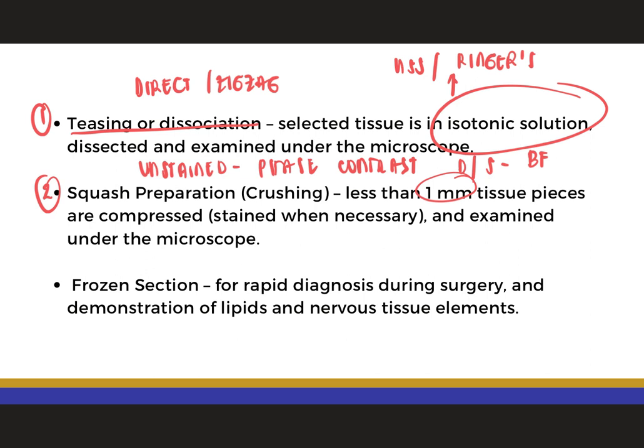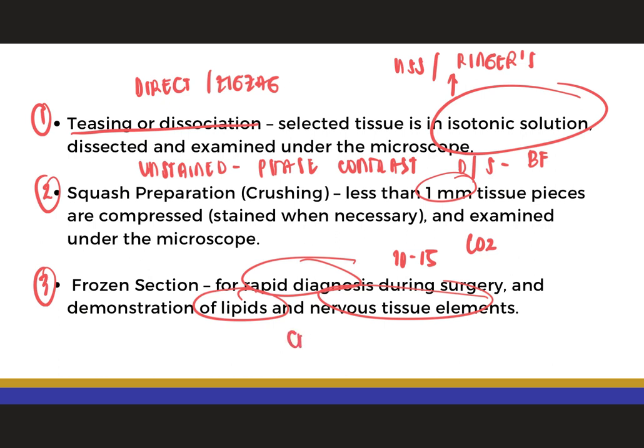So next is your frozen section. So in frozen section, it is utilized when a rapid diagnosis of the tissue in question is required and is especially recommended when lipids and nervous tissue elements are being demonstrated. So, very thin slices yung kailangan natin dito, between 10 to 15 microns, are cut from fresh tissue frozen on a microtome with CO2 or on a cryostat and then transferred to a slide and processed for light microscopic studies.